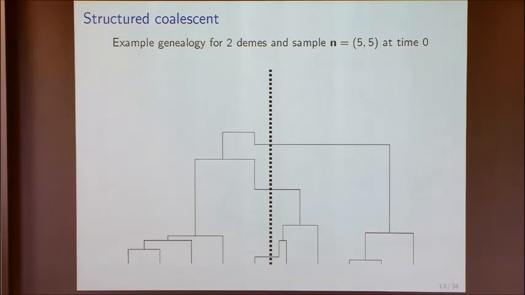So how can this be visualized? You imagine that in a one deme coalescent, you just have a tree relating the individuals. But now you have 2 demes, so the sample that you draw at present has 5 individuals drawn from deme 1, or deme alpha, and 5 individuals from deme beta, and you can look at the ancestral tree relating them.